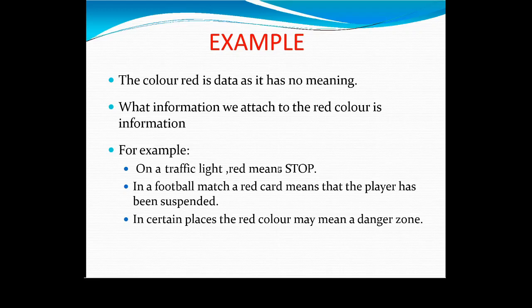For example, on a traffic light, red color is there. That means red means stop. So that will be information. In a football match, a red card is shown. That means the player has been suspended. Then in certain places, the red color may mean a danger zone. So when this red color is added with some letters or some information, then that will be information. But only red, that is data only.